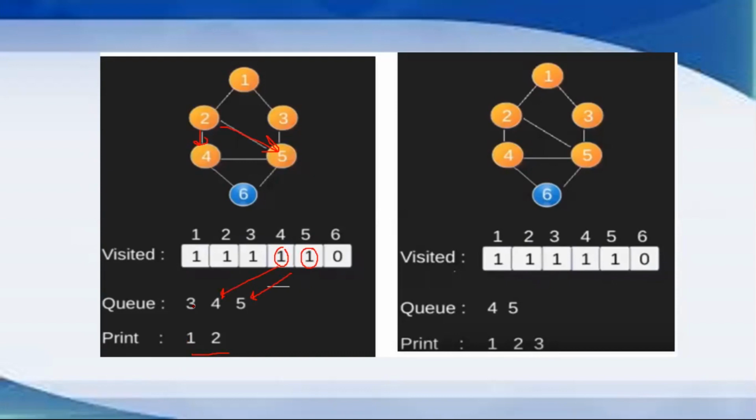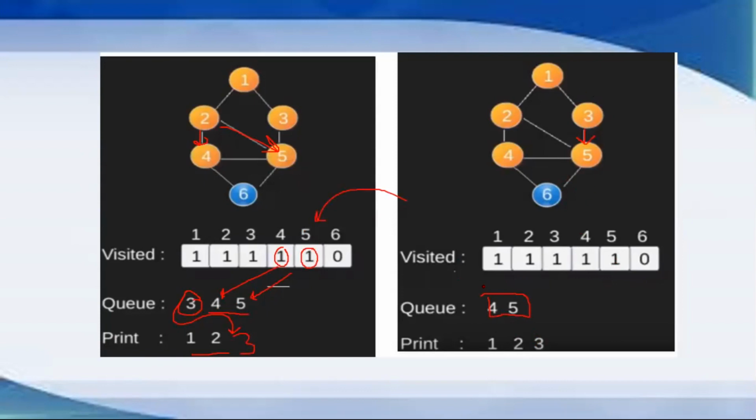Then we do the same thing: I will remove 3 from the queue and then put it into the print. Clear? Then 4 and 5 remain, right? Here you can see I have only 4 and 5 in the queue. Now, the non-visited adjacent nodes of 3. The adjacent node of 3 is 5, right? But you can see that 5 has already been visited. You can see it in the previous step, that 5 is visited, right?